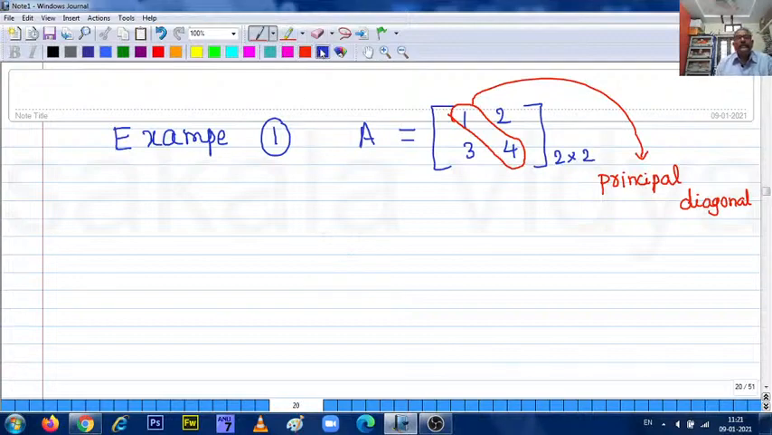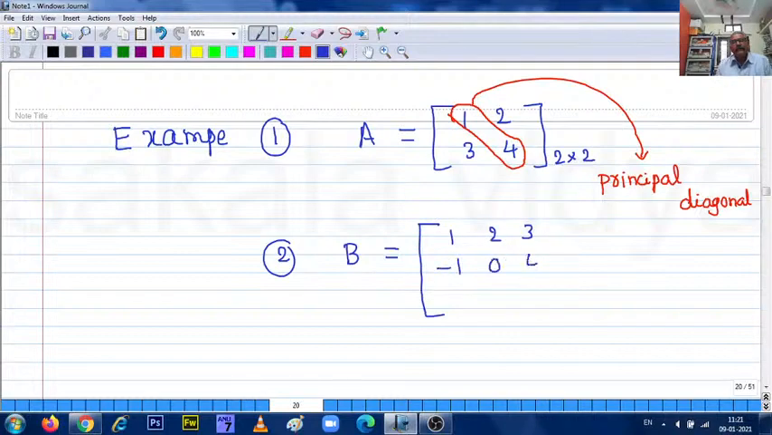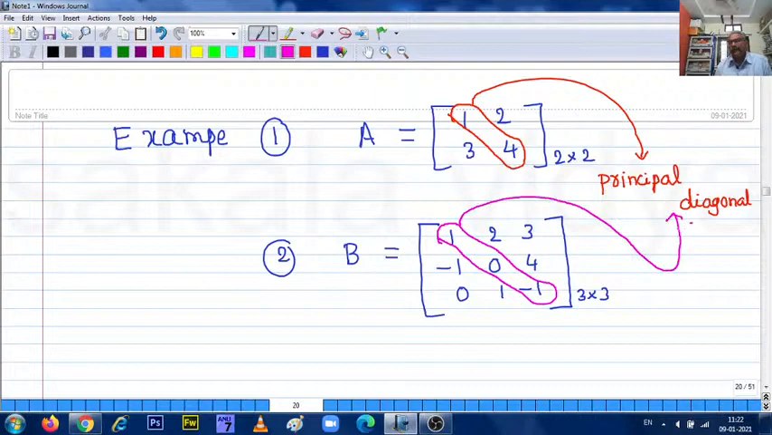Okay. Let us consider another example. B is equal to 1, 2, 3, minus 1, 0, 4, 0, 1, minus 1. This is 3 by 3. See, the principal diagonal elements are this one. These are called principal diagonal elements.